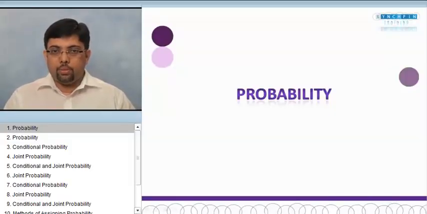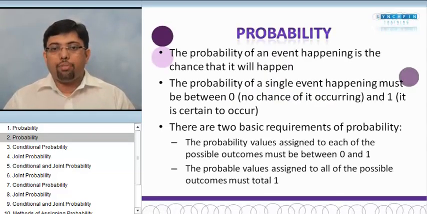Probability. Probability means the likelihood of an event occurring. The probability of an event happening is the chance that it will happen. This chance is dependent upon two things: either it will happen or it will not happen.